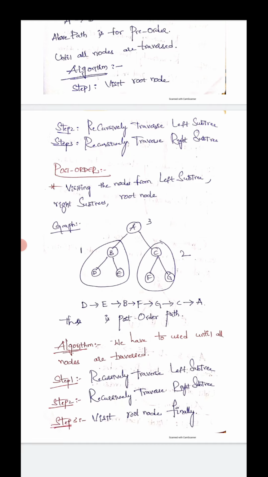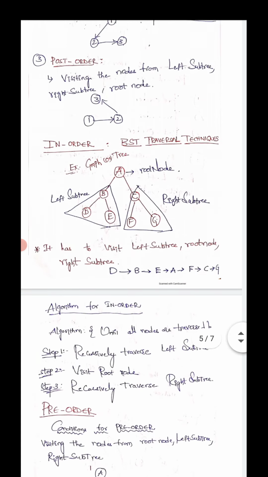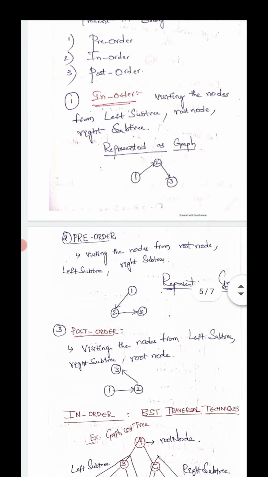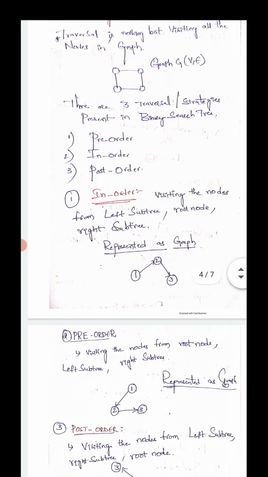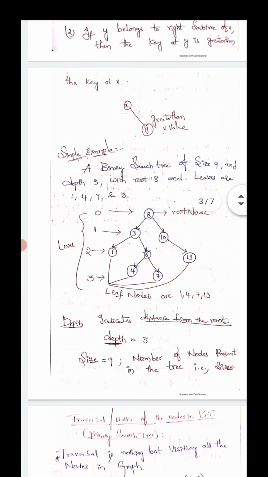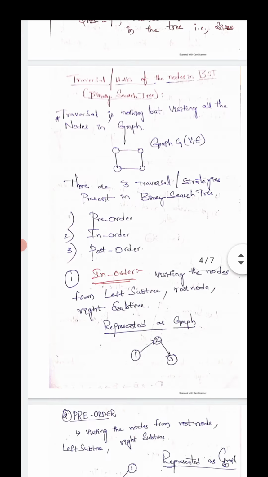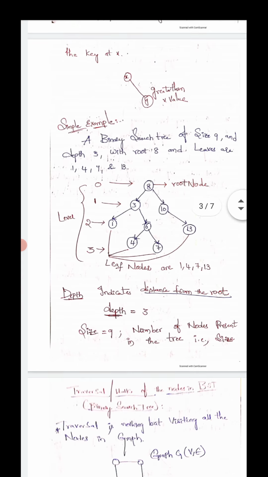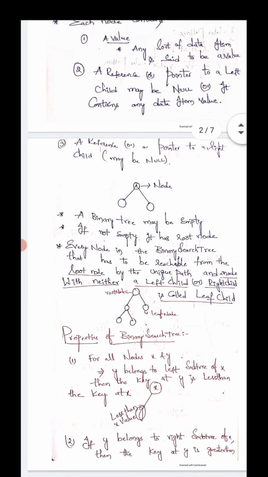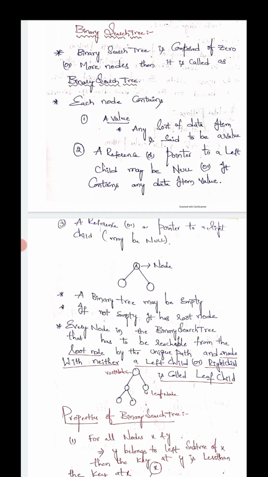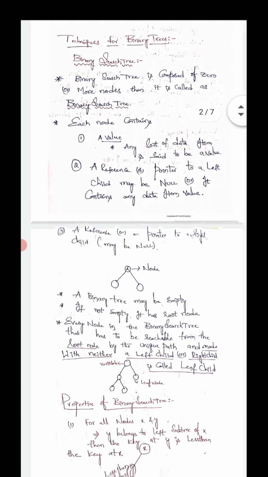The three traversal strategies present in a binary search tree are in-order, post-order, and pre-order. In the previous video I discussed what a binary search tree is. It is composed of zero or more nodes. The binary search tree contains a value and a reference or pointer, or we can say a node with a left child or a right child. This is the concept of a binary search tree.